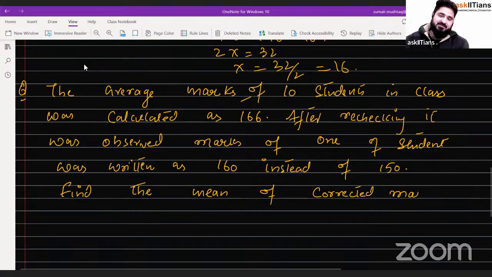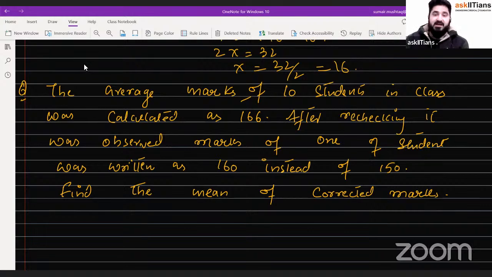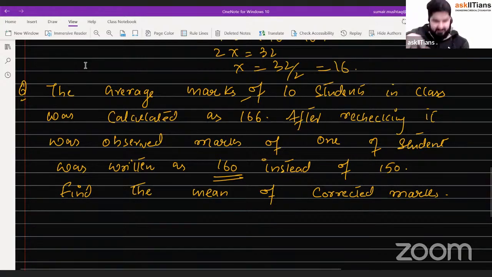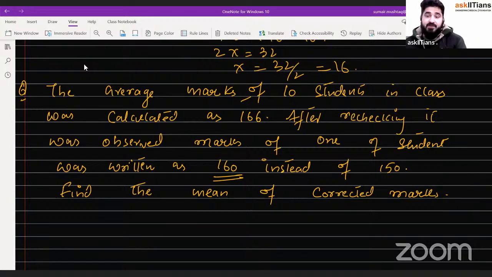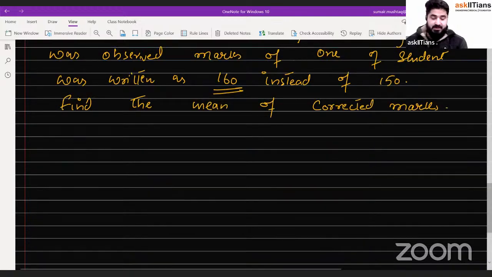Listen, the question is: the average mean of 10 students in a class was calculated as 166. This is the mean when something was wrong. After rechecking, it was observed that the marks of one student were written as 160, but instead of 160, we have to write 150. Now you have to find the correct mean. Simple.